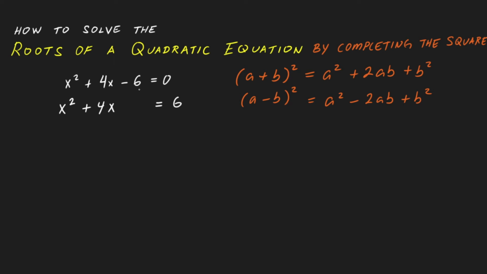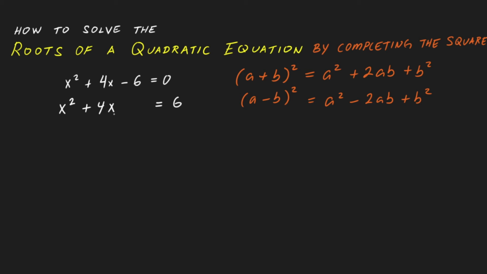So why did we move 6? It's because this 6 doesn't make a perfect square with x squared plus 4x. And now, because we want to make the x squared plus 4x into a perfect square, we need to fill in this blank. And what number do we need to fill this blank up with? Can you tell?